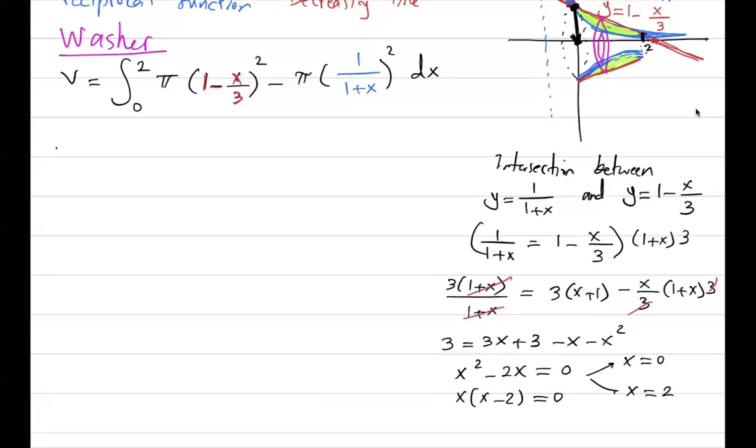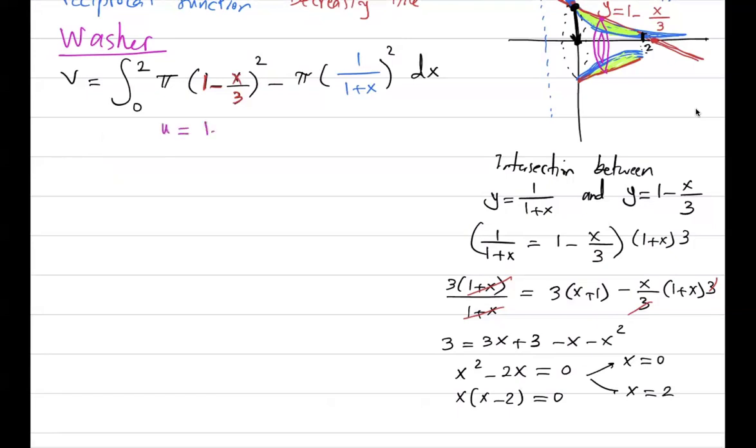Perfect. So the volume can be calculated as a definite integral from 0 to 2. You can factor out your pi, and then you can use u-substitution, or you can write this in a nicer, expanded format. That totally depends on you. So this guy can be written as, let me move this a little bit here and show you how to use u-substitution in this case.